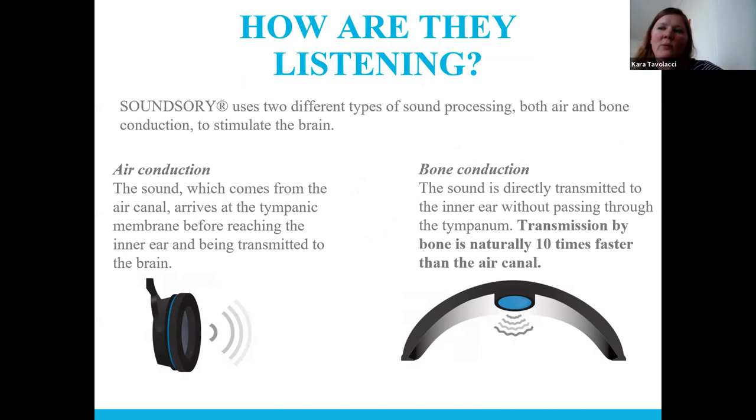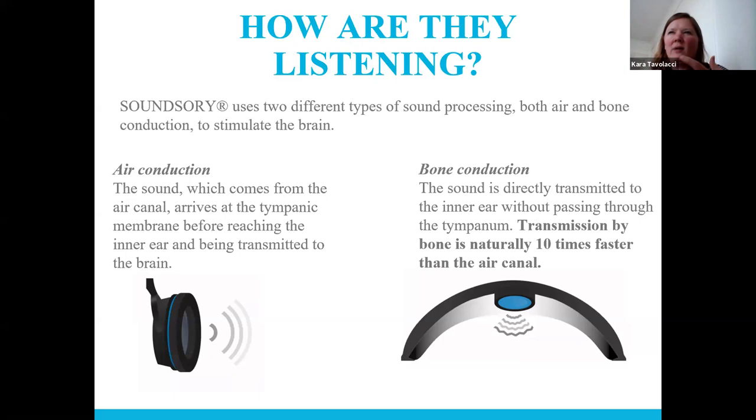And why do we want both these types of listening, air conduction and bone conduction? Well, sounds transmitted through vibration, so bone conduction, are 10 times faster than air conduction. And they go directly to the inner part of the ear, the vestibular part of the ear, so the part that is focused on all things that are related to motor. And this is a motor and movement program.